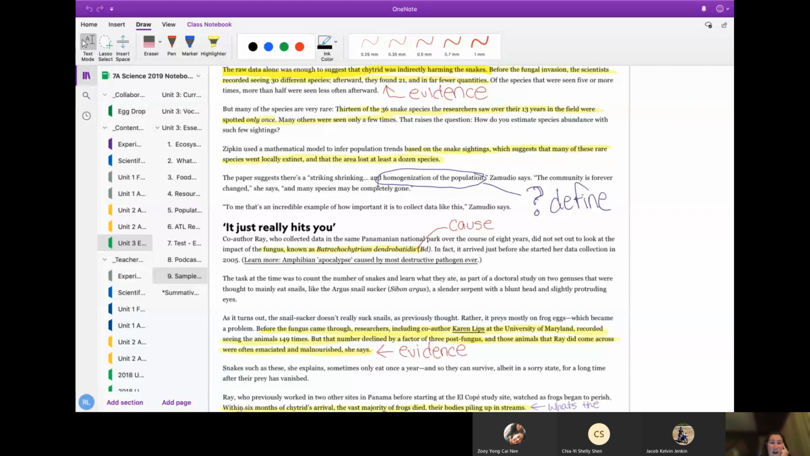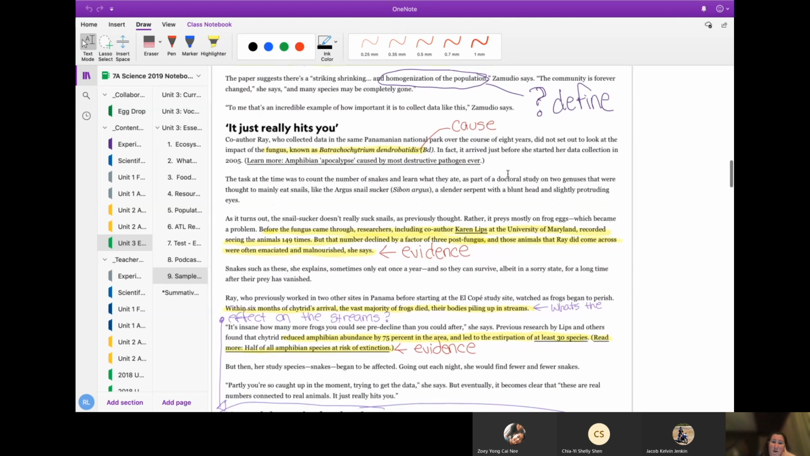So in this case, homogenization of the population. If you don't know what that means, it means most of the species, there's more of the same species and not a lot of biodiversity. It also means within a species like snakes, there's less genetic diversity. And so that eventually slows evolution, it slows reproduction possibilities, and will eventually lead to the decline of the species. So these are just kind of some examples of facts, statistics. So this is the evidence from the articles.